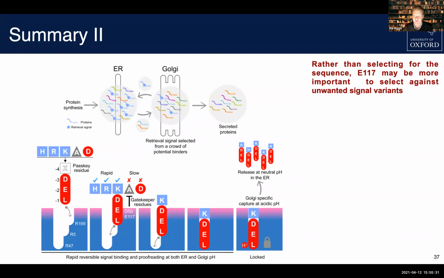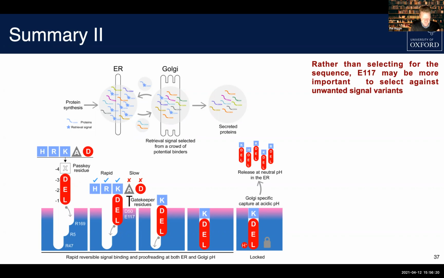So just to summarize what this means in terms of biology, the important thing here is that rather than selecting for the sequence, E117 may actually be more important to select against unwanted signals. The way we imagine this is shown in this cartoon, where you have this signal, and this position at -4 is a little like a passkey residue. That key interaction is influenced by these so-called gatekeeper residues at D50 and E117 acting in tandem. And if they're not the right combination, then you won't allow the binding of the right signal for the right receptor, as it were.